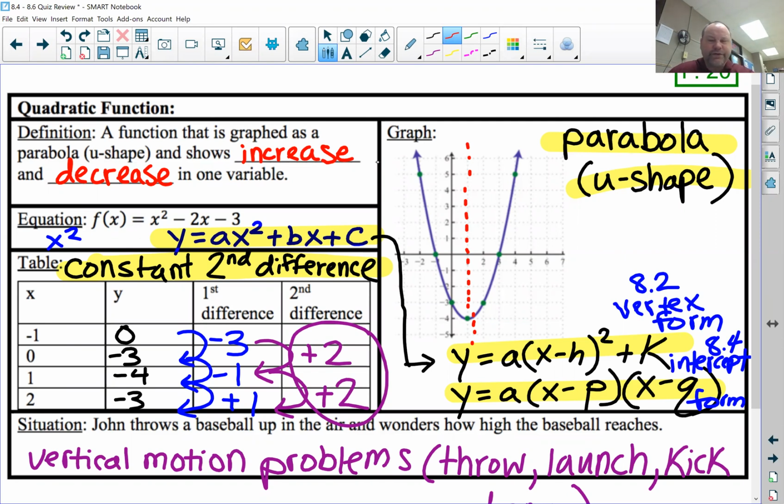So if we look at the graph real quick, this shows the Y values are going down until you get to the vertex, and then the Y values go up. So that's the Y values decrease and then increase. So that covers that part of the definition. An equation of a quadratic function is going to have an x squared in it. So one example, x squared minus 2x minus 3.